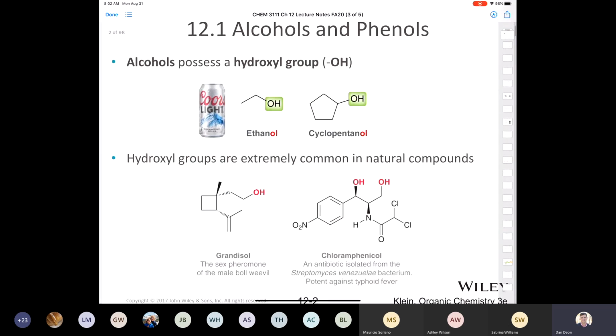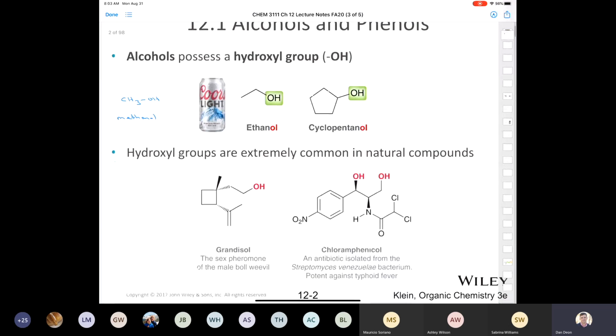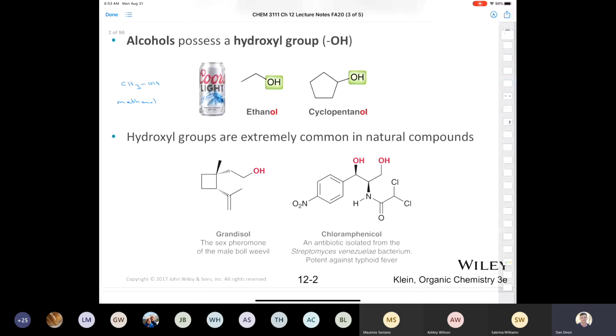So alcohols possess a hydroxyl group, so you can have a compound like ethanol, which is one of the simplest alcohols. In fact, the simplest alcohol would be methanol. If you write CH3OH, that's methanol, which is sometimes called wood alcohol, an old common name used for it. And then ethanol sometimes is called grain alcohol. Then you have cyclopentanol. And you can see that hydroxyl groups are very common in naturally occurring compounds.